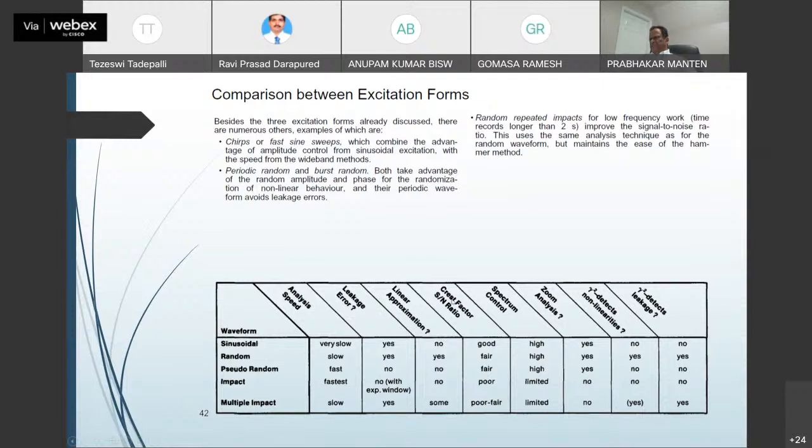Leakage. What is a linear approximation? Crest factors. For example, impact crest factor is poor. Spectrum control, zoom analysis, coherence. All these plus and minus.